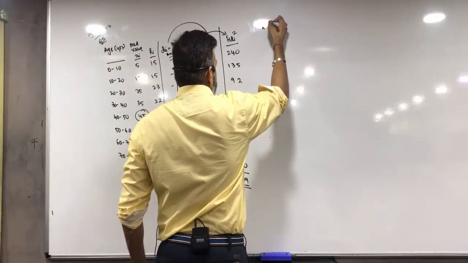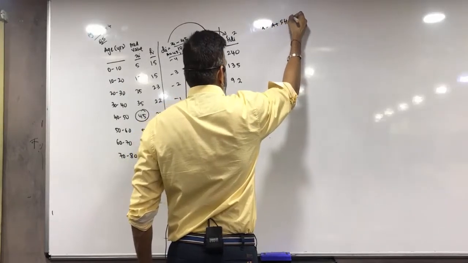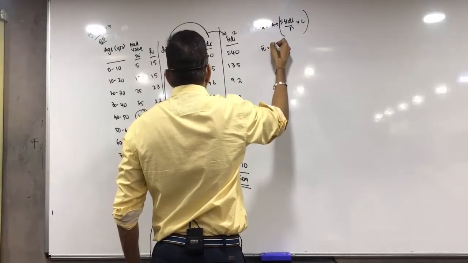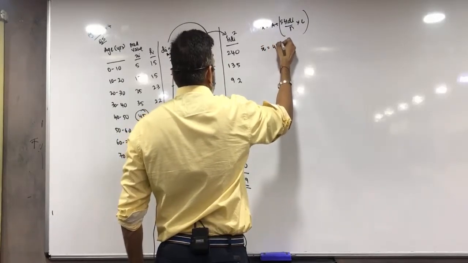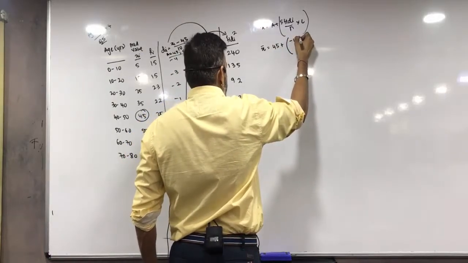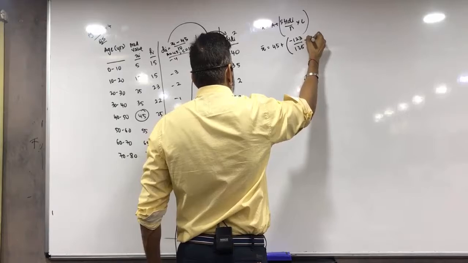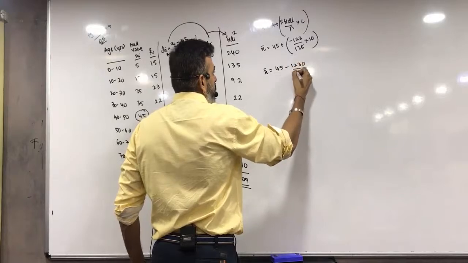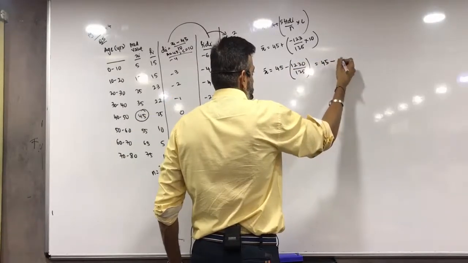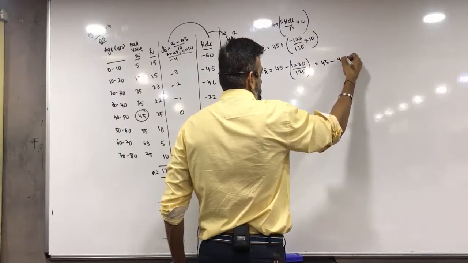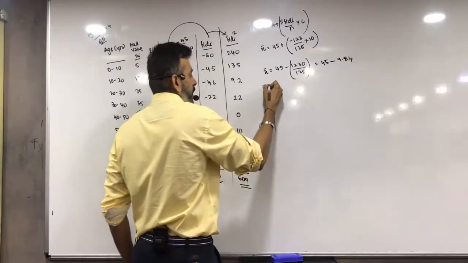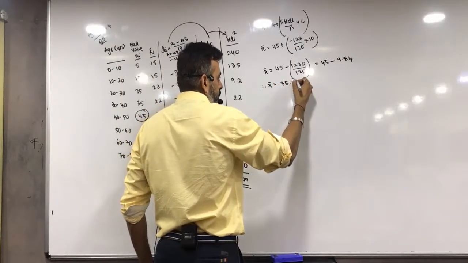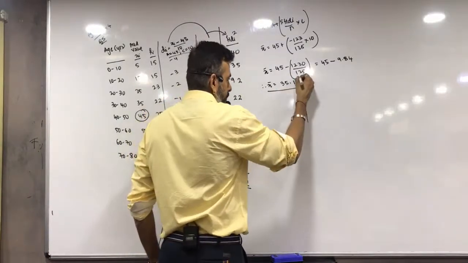So x bar is equal to A plus sigma Fi di upon n into C. X bar is equal to, assume mean is 45, minus 123 upon 125 into 10, minus 1230 upon 125, which is equal to 45 minus 9.84. Therefore, x bar is equal to 35.16. Okay, mean मिल गया.